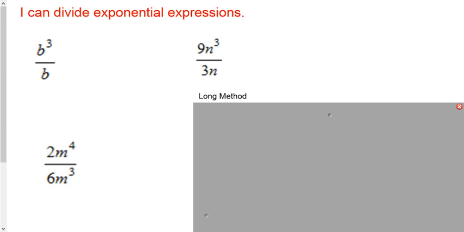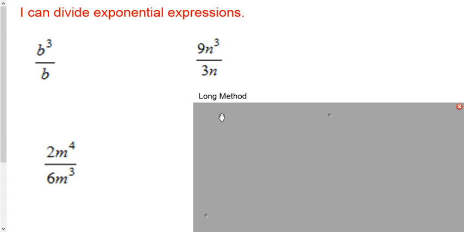Today we're going to look at dividing exponential expressions. We know how to multiply them, we know how to take a power and raise it to a power, we know about negative exponents. So this is pretty much like the fourth installment of exponential properties, and it's focusing on dividing. So let's take a look at the long method.